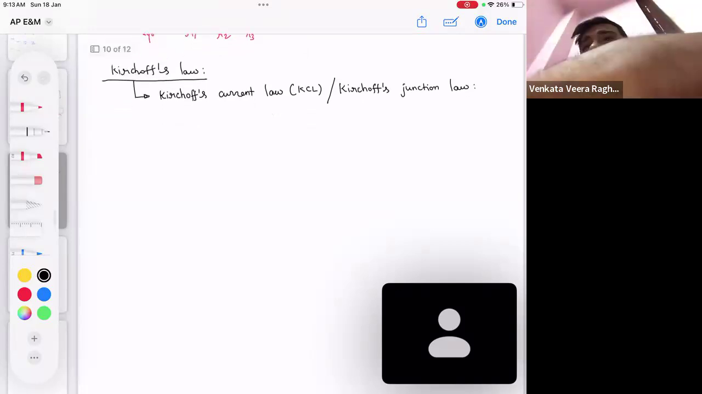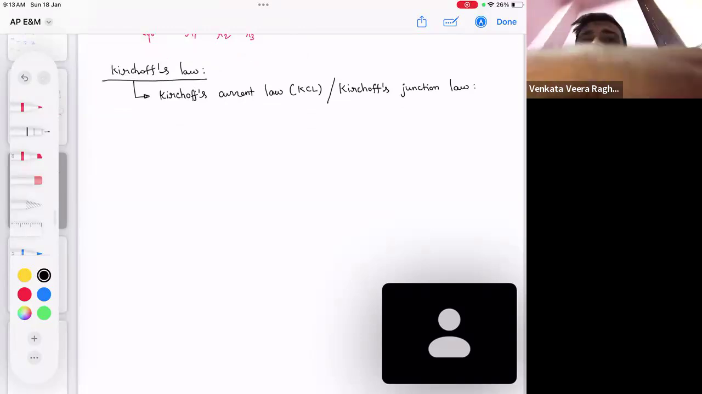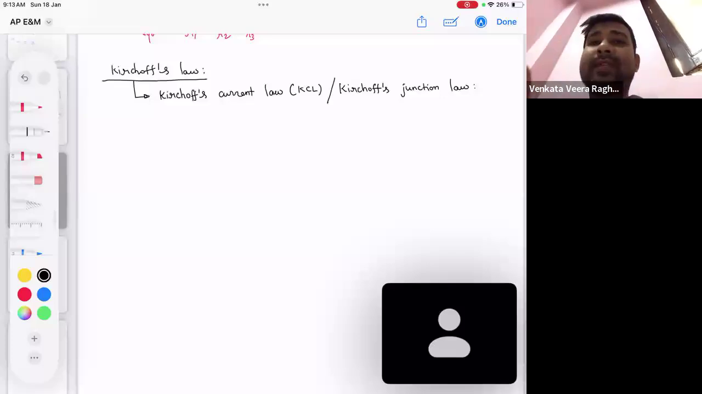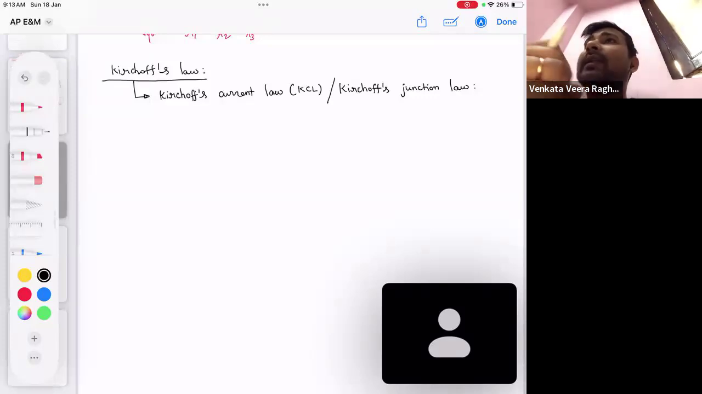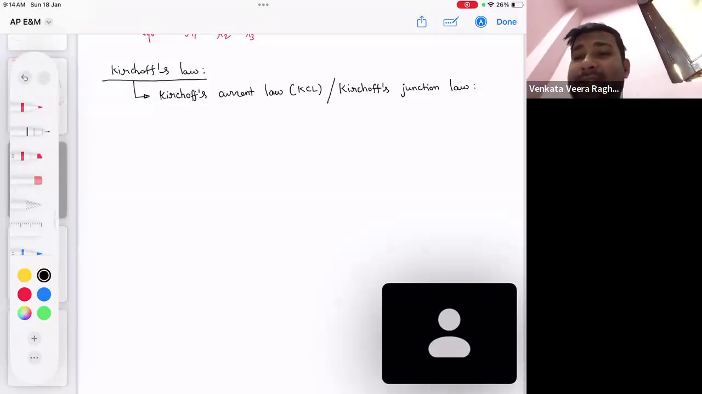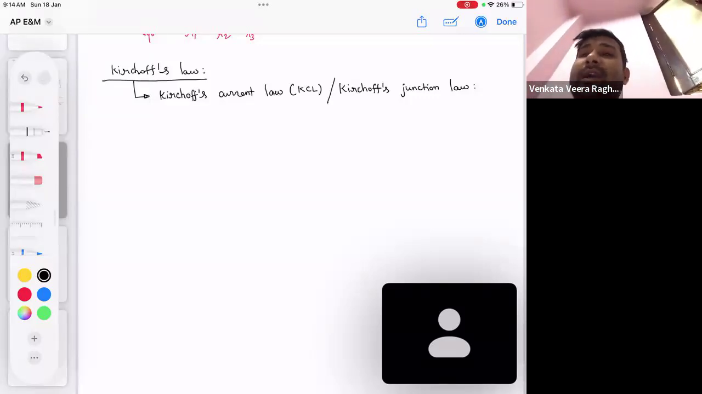Kirchhoff's current law or Kirchhoff's junction law is only applicable at the junctions. And whenever we say junction, junction means where at least three branches are there. What will be called a junction? If at a point there are three branches in a circuit, then that point will be called a junction in the circuit.